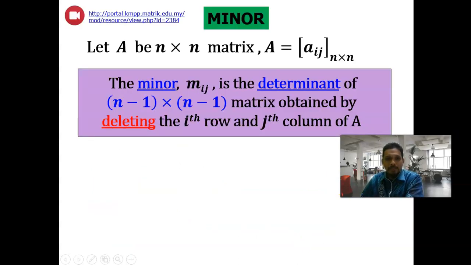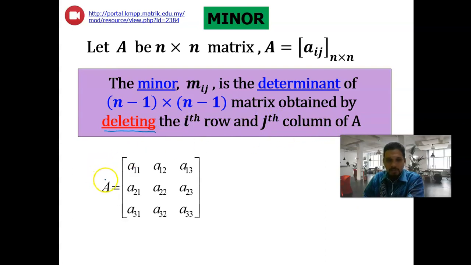Okay, so let A be an n multiplied by n matrix. The minor Mij is the determinant of the n minus 1 multiplied by n minus 1 matrix obtained by deleting the ith row and jth column of A. Deleting is the key word for minor.